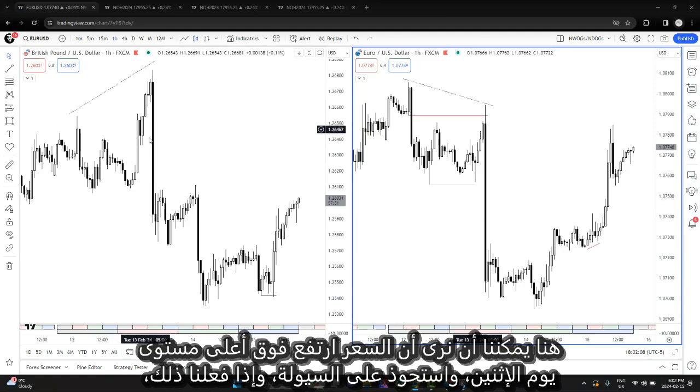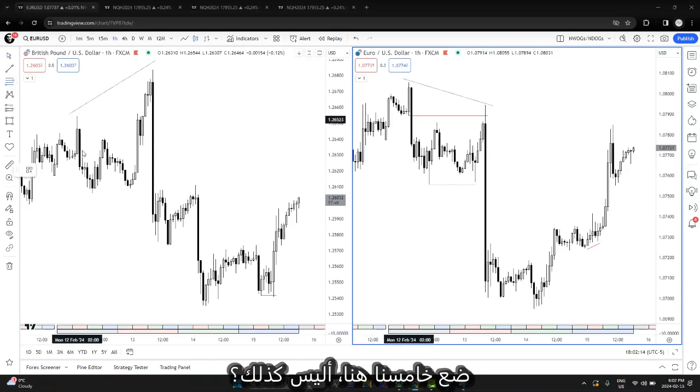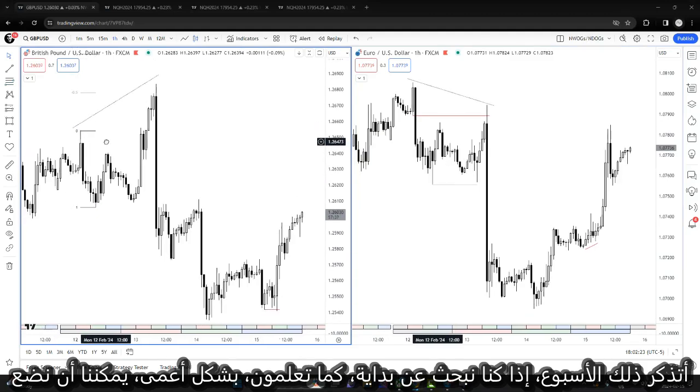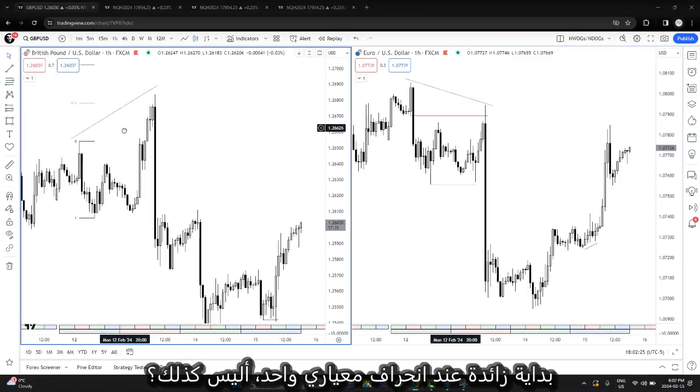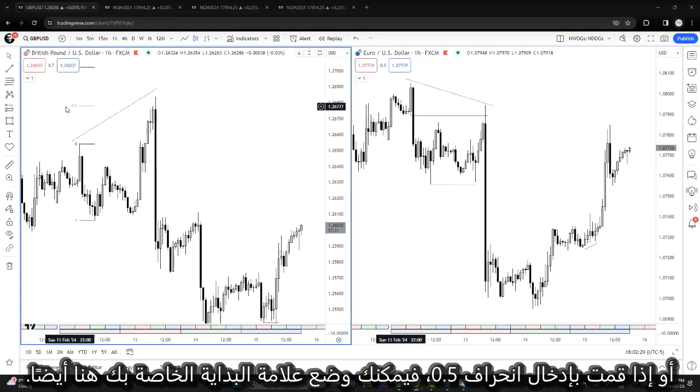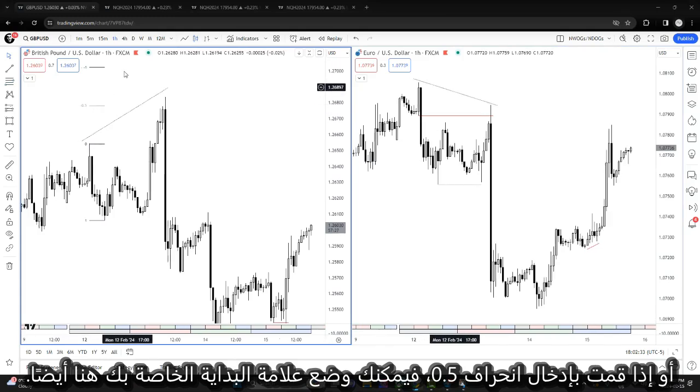Right here, we can see that price ran above Monday's high, took liquidity, and if we place our fibs here, remember that if we're even looking for a short, blindly, we could put our stop loss at one standard deviation. Or if you enter at 0.5 deviation, you can put your stop loss here as well.